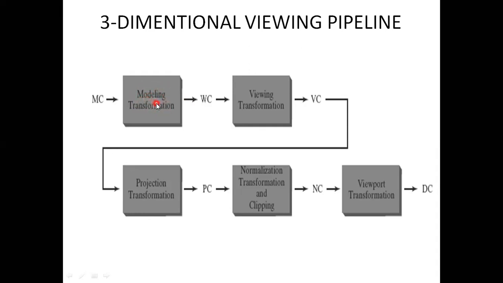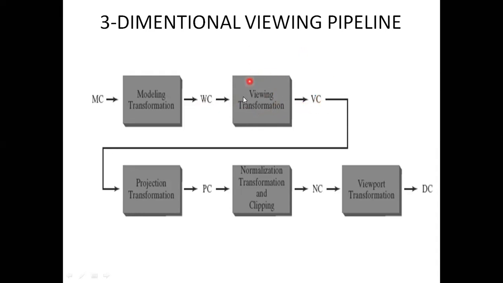Okay, modeling transformation, where each individual coordinate system in which the objects have been defined, all those will be brought into a single frame. That is world coordinates. Once everything has been brought into world coordinates, what is the next thing I need to do? The next thing is the viewing transformation, so that I convert all those things to viewing coordinates.